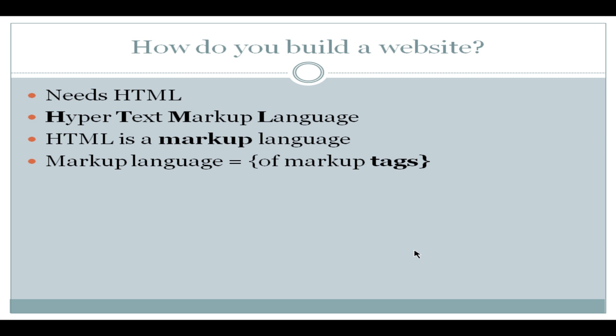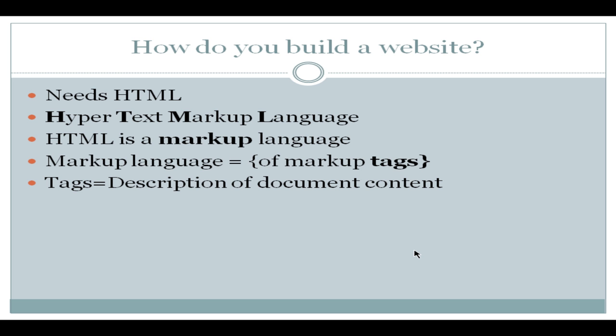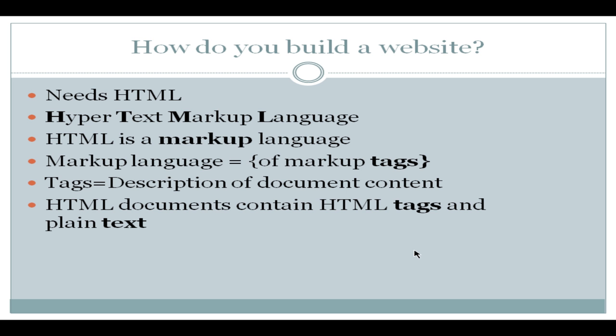And a markup language is simply a set of markup tags. Now these tags are simply the description of document content. So every HTML document contains HTML tags and plain text. It does not contain pictures, it does not contain salads, it doesn't contain anything else but HTML tags and plain text. Therefore, HTML documents equals web pages.